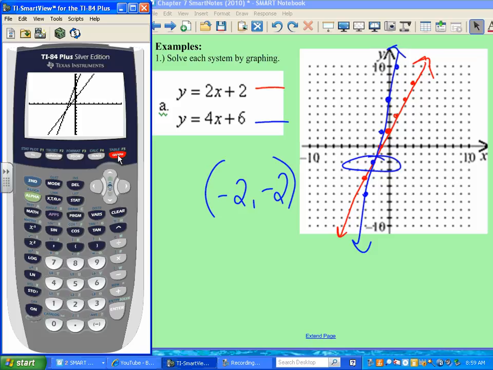Does anyone know how to find the intersection point on a calculator before I tell you? I think, did Mr. Roth teach you that last year? Anyone remember? Okay, maybe not. Okay, I want everyone to go to second trace. Second trace. Jackie? Okay, give me a couple minutes here. So go to second trace. Does everyone see this screen?